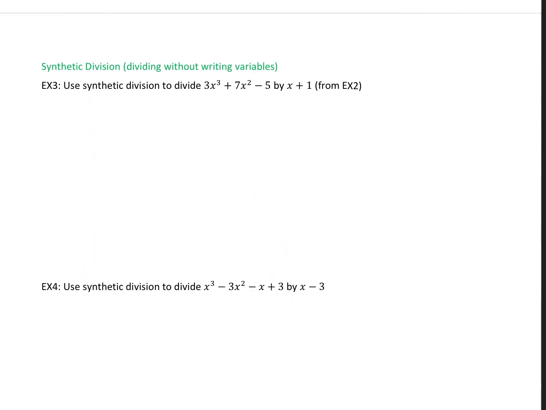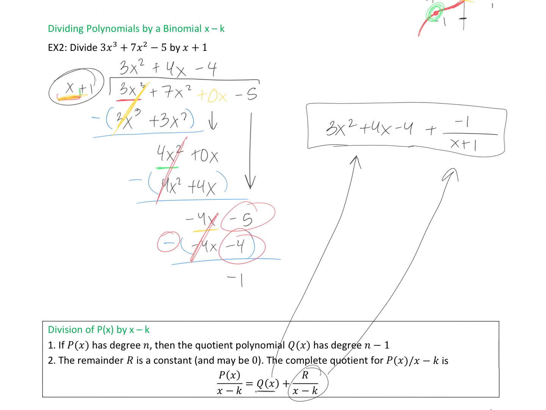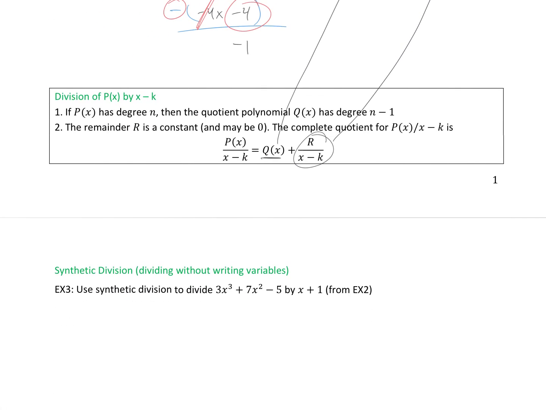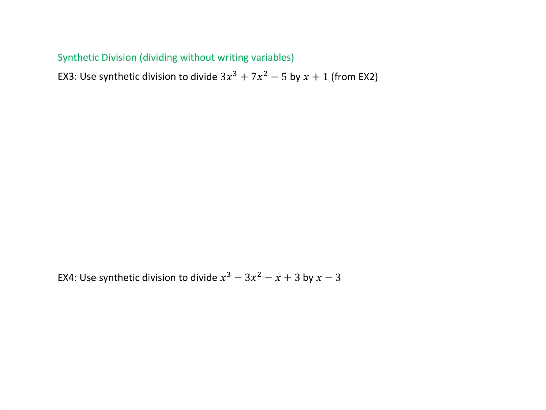Now, up here we had to use all of the variables and had a lot of signs going around, which can be a little confusing sometimes. So we're going to look at something called synthetic division, which is dividing without writing out all the variables. The one thing about synthetic division is we use it for linear divisors, like x minus 1. We would not be using x squared minus 1, not a linear divisor.